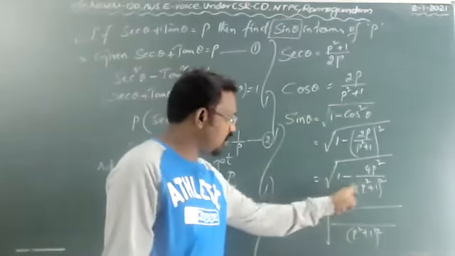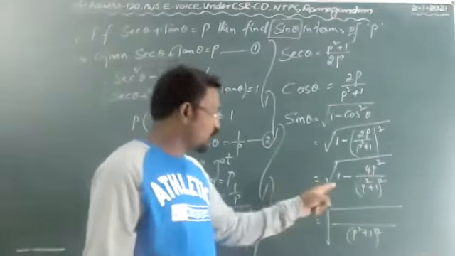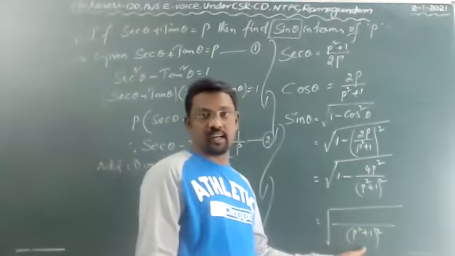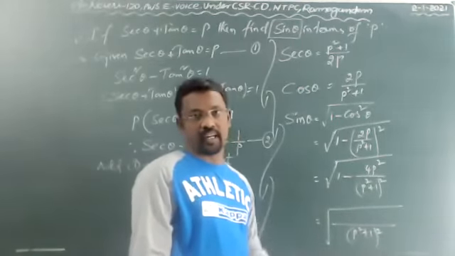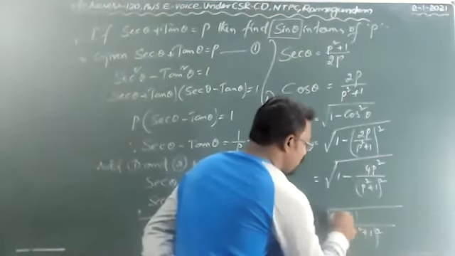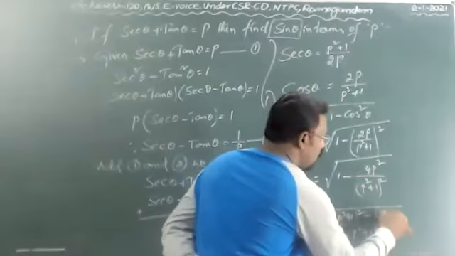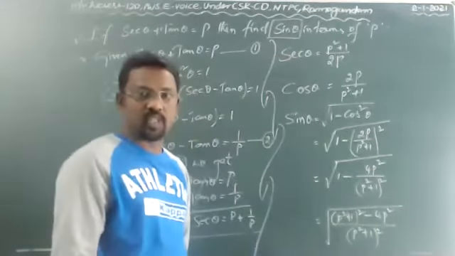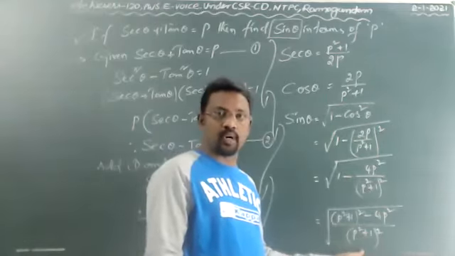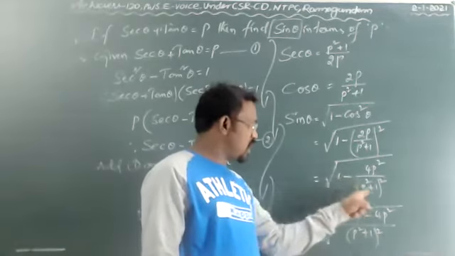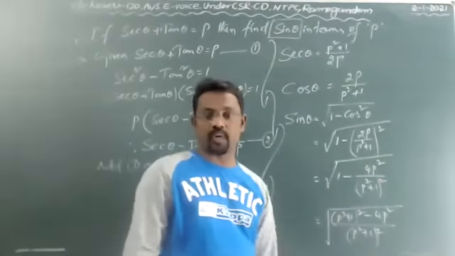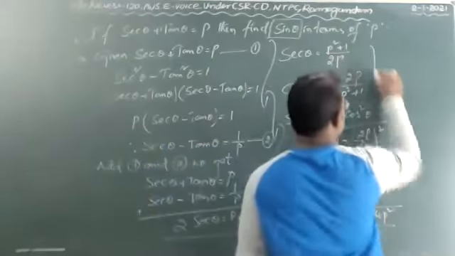Now how many times going here? As it is, because the denominator is also 1. So what will be the LCM? The same you will get here. P square plus 1 whole square is the LCM. Here also you will get P square plus 1 whole square minus 4p square.